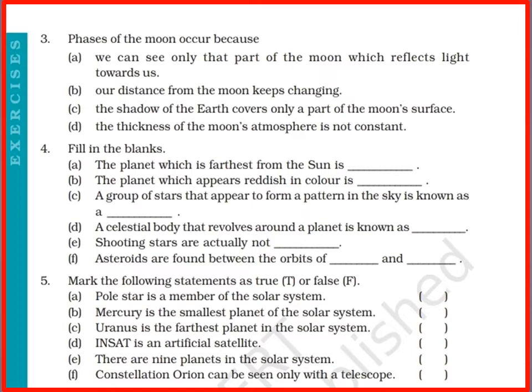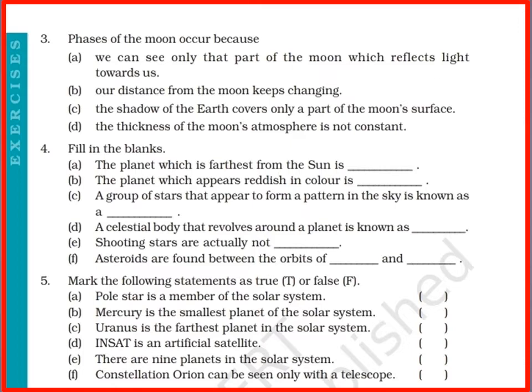Statement E. There are 9 planets in the solar system. This is a false statement, because till 2004 only we have considered Pluto in the solar system, but after that we consider the rest of the 8 planets only.